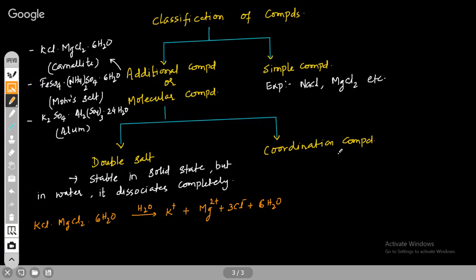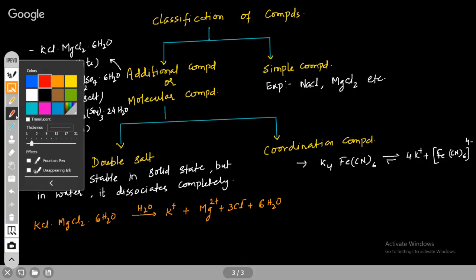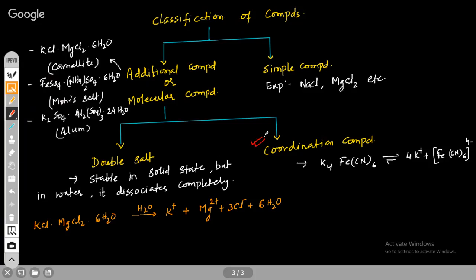Okay. Coordination compounds, like I already discussed, are the compounds which do not dissociate completely. One example: K4[Fe(CN)6]. When it dissolves in water, it converts into 4K+ and [Fe(CN)6]4-. It does not dissociate completely. Understood? So for this chapter, more focus will be on coordination compounds. This is the brief idea of the different types of compounds we have. Coordination compound and complex compound are the same thing.